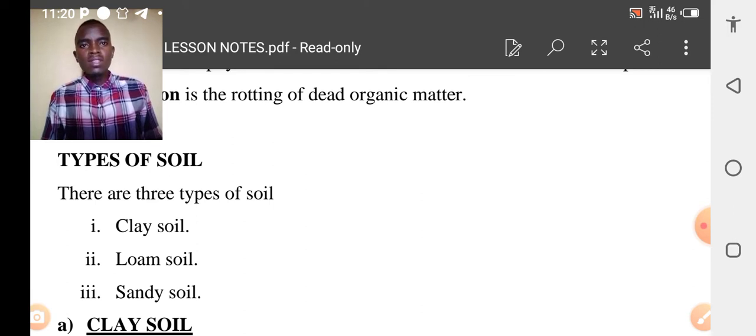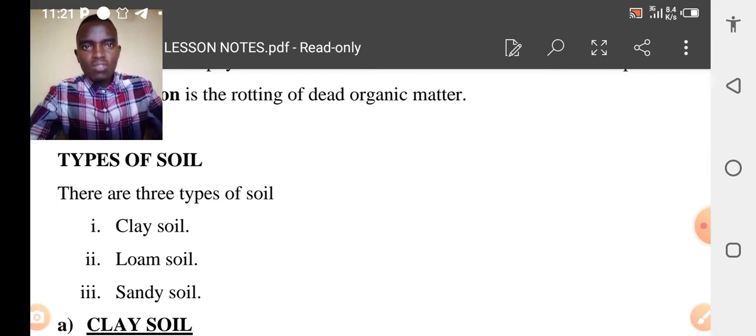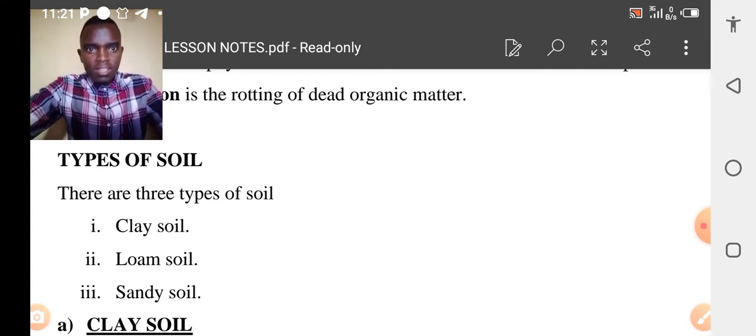Loam soil is the fertilized soil, which has many minerals and manures that facilitate us to grow plants. This is the soil that we dig for getting food, that is the loam soil.